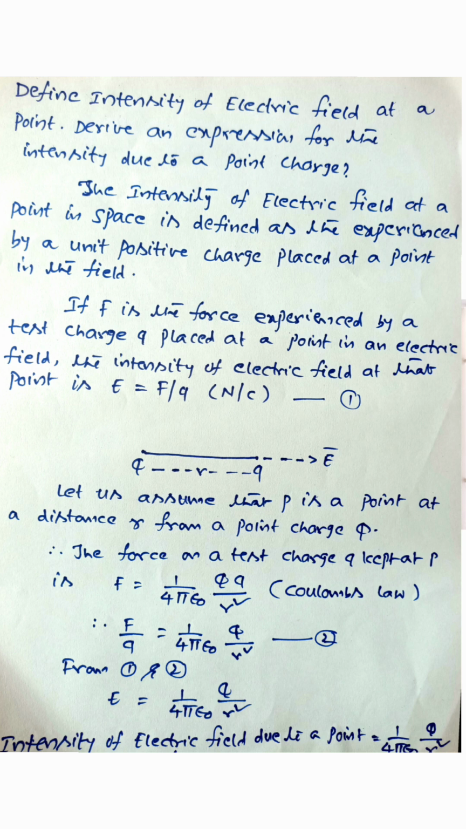So, from 1 and 2, we can write E is equal to F by q is equal to 1 by 4 pi epsilon naught into Q by r square. Therefore, intensity of electric field due to a point charge is given by 1 by 4 pi epsilon naught into Q by r square.